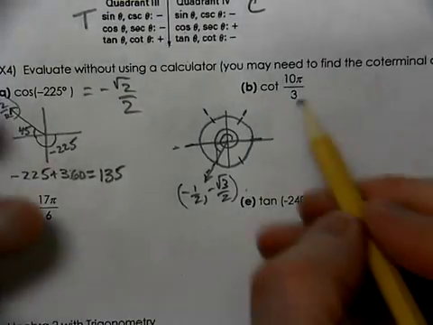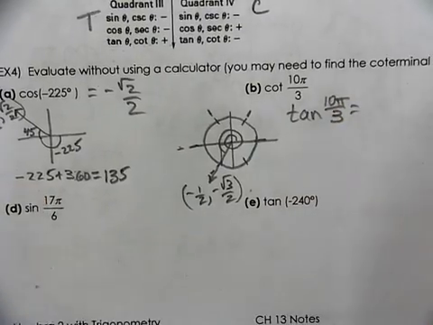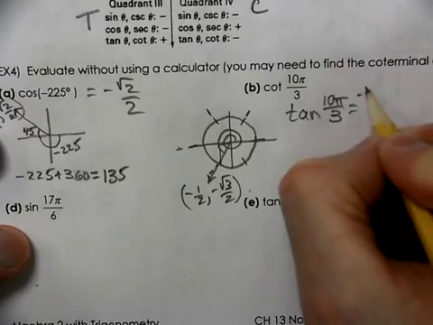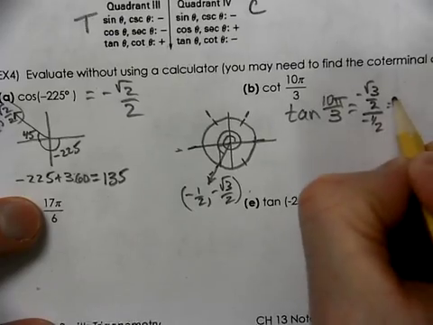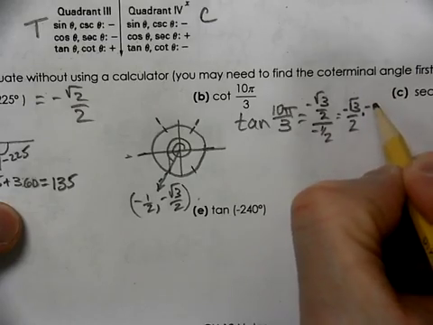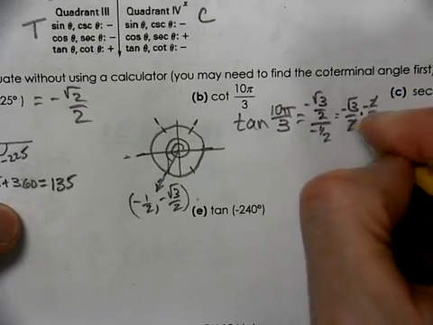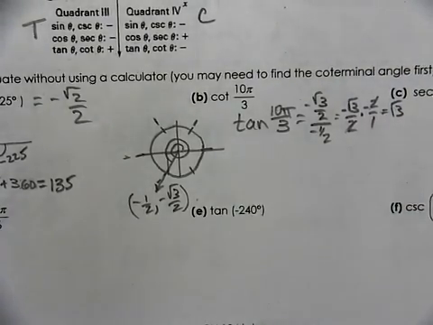The cotangent. Well, I know that the tangent of 10 pi over 3 is going to be y over x. Negative root 3 over 2, comma, negative 1/2. To calculate that, we're going to say negative root 3 over 2 times negative 2 over 1. Those are going to cross out and make a positive root 3. Remember, tangent is always positive in that third quadrant. So that helps justify that that was truly a positive value. Not to mention 2 negatives make a positive.